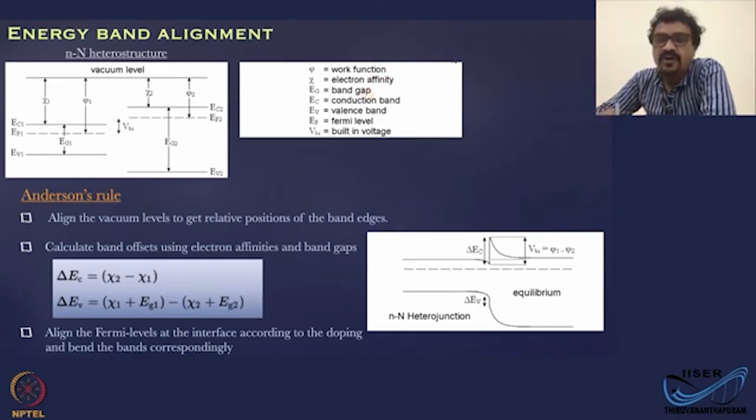Band gap of these two materials, the conduction band edge, valence band edge, Fermi level, that again depends upon doping, and the built-in voltage. Okay.